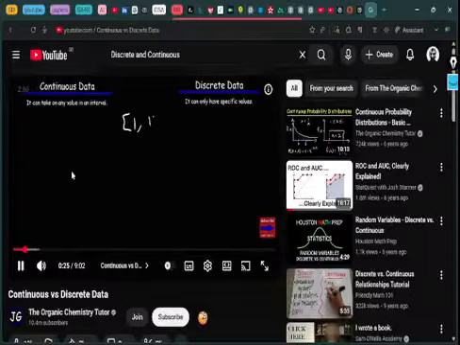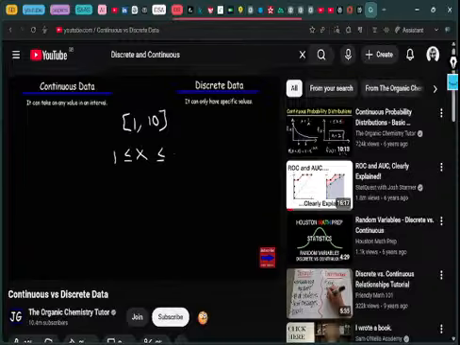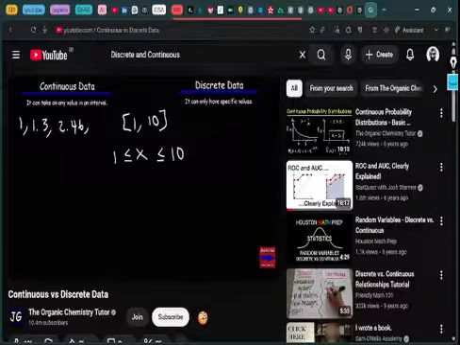So let's say we have the interval 1 to 10, or we can write this. So let's say that x is a value between 1 and 10. Now, in a continuous set of data, x could be 1, it could be 1.3, it could be 2.46, it could be 5.389, it could be any value between 1 and 10. Now, on the right side, when dealing with a discrete set of data, x can only have specific values.